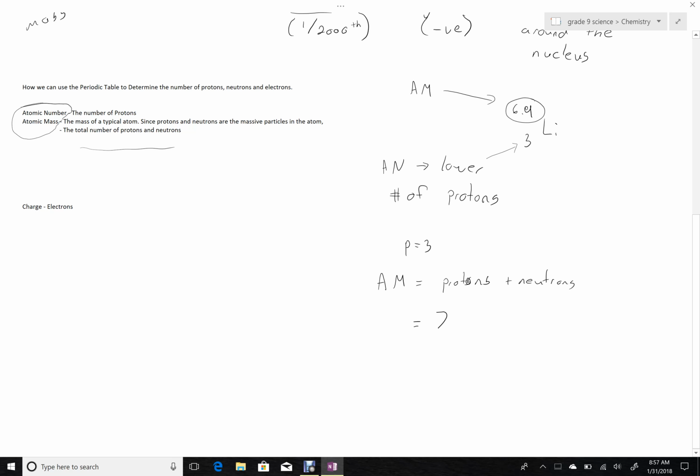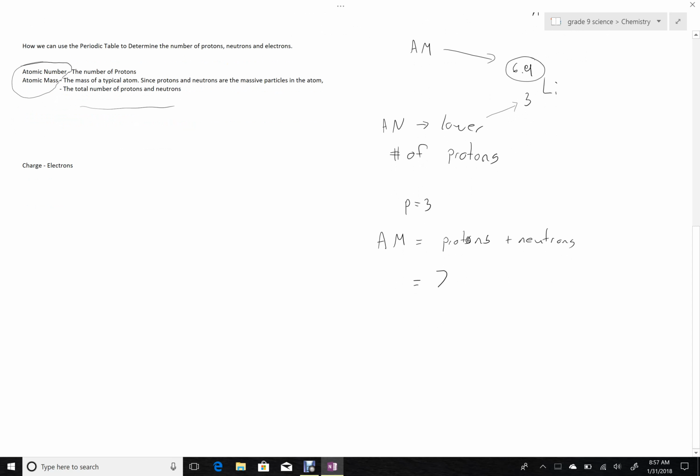Later, I'll talk about why it's 6.9 and not 7 directly, but for now, we don't want to have a fractional part of a neutron, so to avoid that, we're going to round those numbers. 6.9 goes to 7.